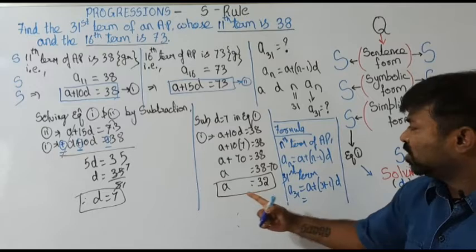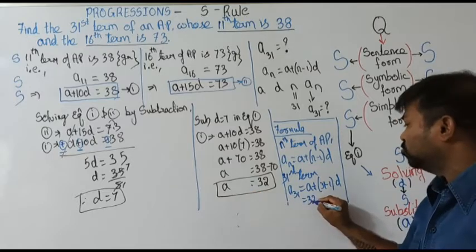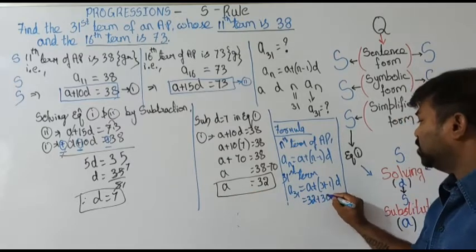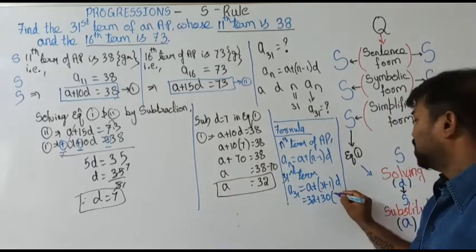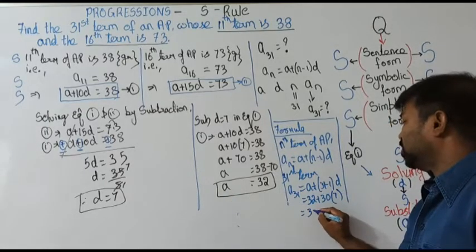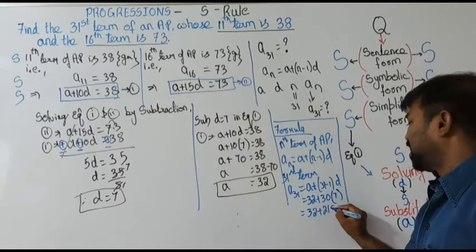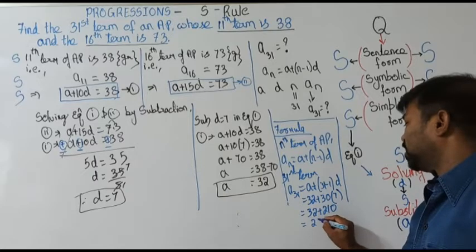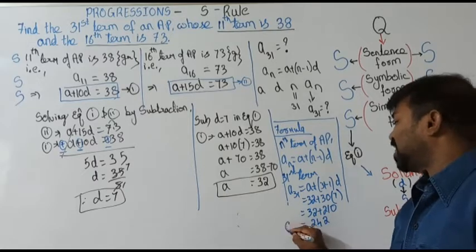So what is A we got? A is nothing but 32 plus 30 into d. D, how much you got? It's nothing but 7. So 32 plus 210, which is nothing but 242. What's that? A31.